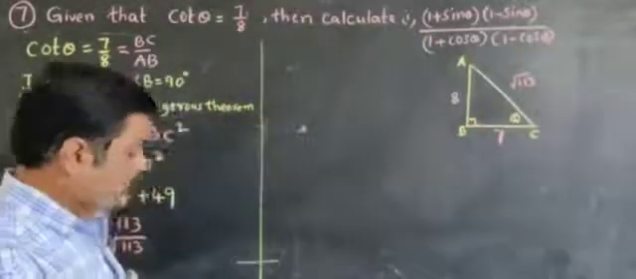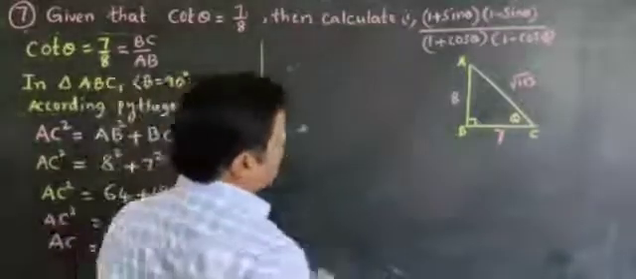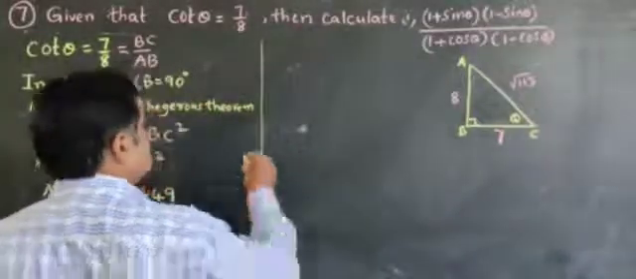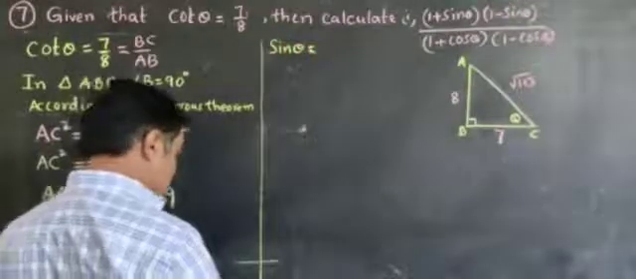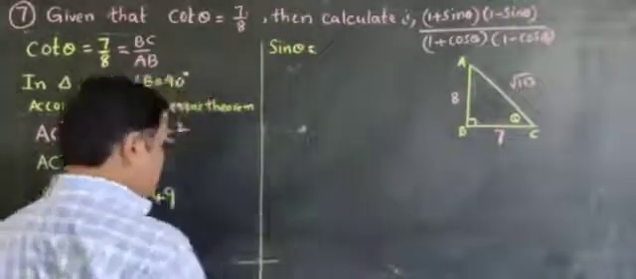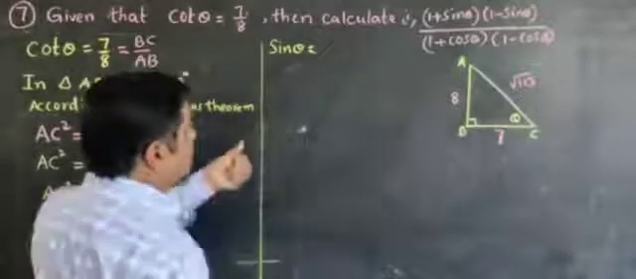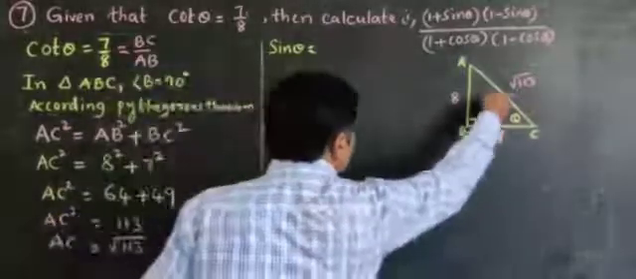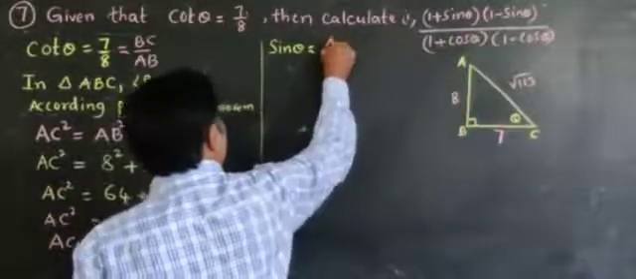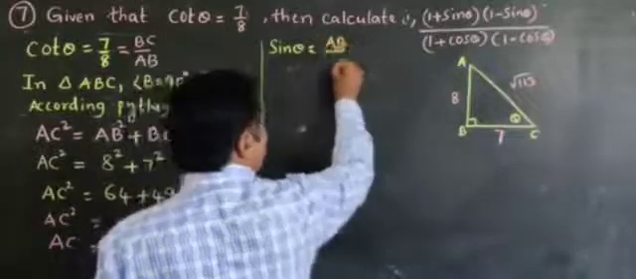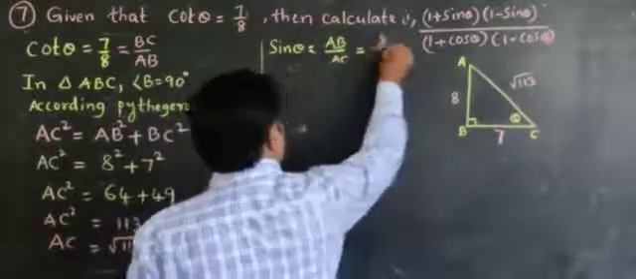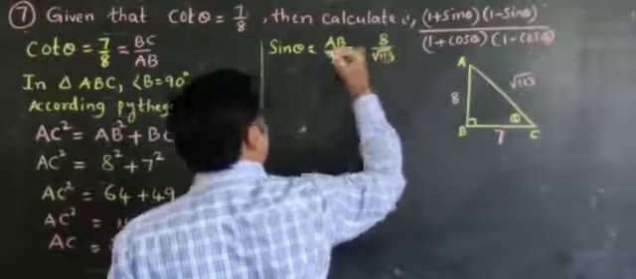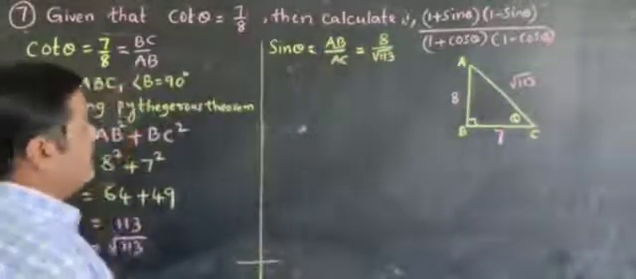In our question, which terms are there? One is sin theta, another one is cos theta. First of all, write the sin theta value. Sin theta is equal to, what is the formula? Opposite side to the theta, that is AB, by hypotenuse AC. So we get the answer 8 by under root of 113. Is it clear? Right.